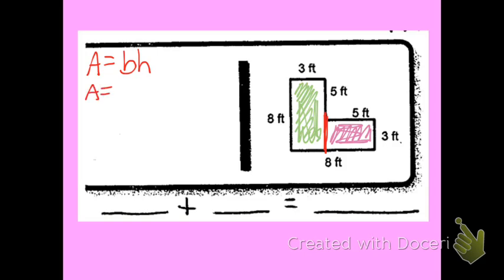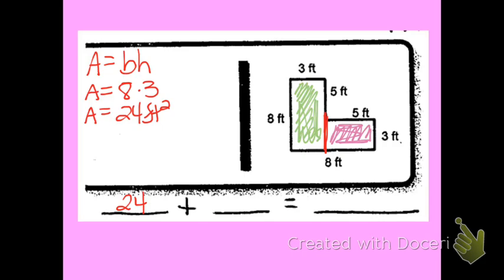So area equals, the base and the height are 8 and 3. So 8 times 3. Area equals 8 times 3 is 24. And it's 24 feet squared. You with me so far? Okay, so down at the bottom where you see a little blank, write 24. You don't have to write feet squared at this point. You can write that at the end.